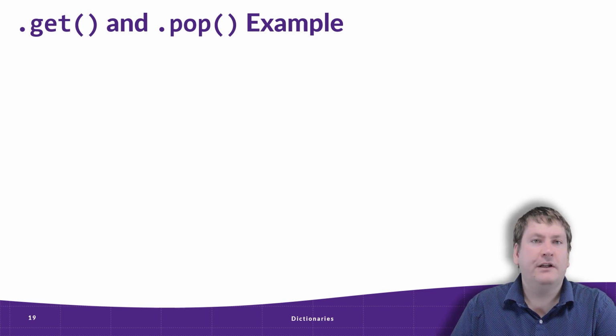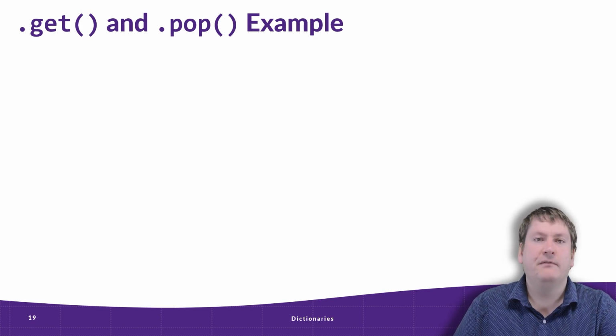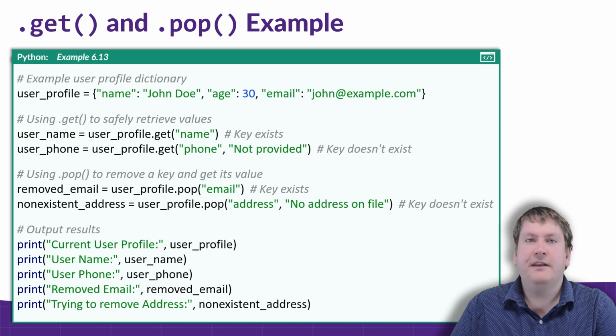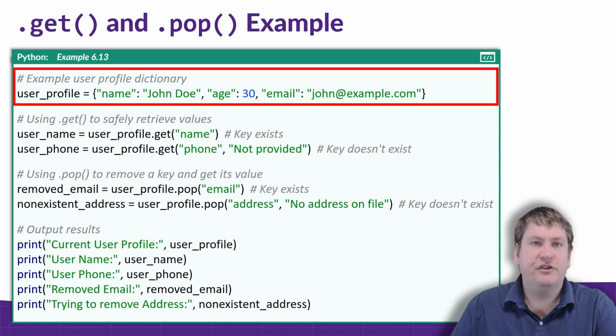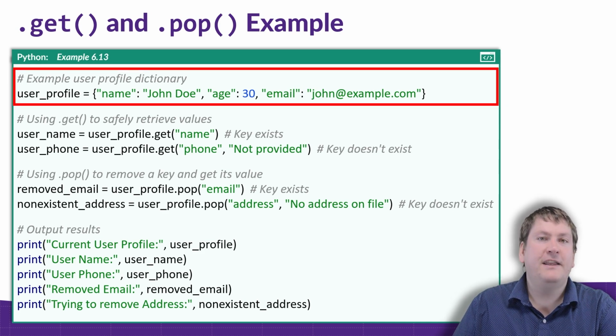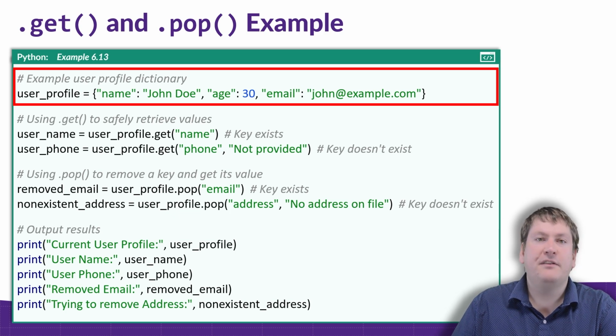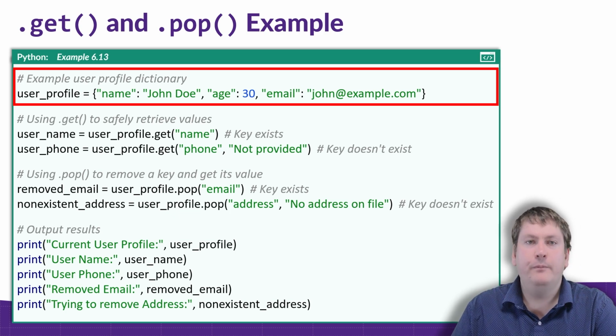So now we're going to take a look at an example of using the get and pop methods. This is a little bit more involved than what we just saw in that table. So here is an example. What this does is it creates a user profile dictionary. This dictionary is going to have keys that represent different attributes about a user. In this case, we have name, which is going to be John Doe. We have an age of 30 and an email of john@example.com.